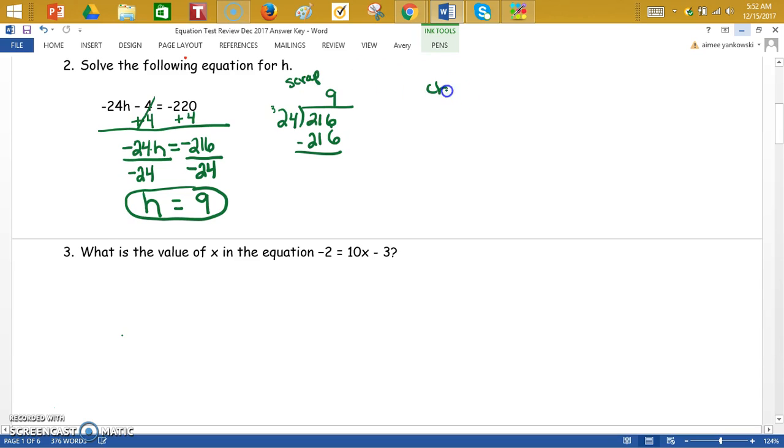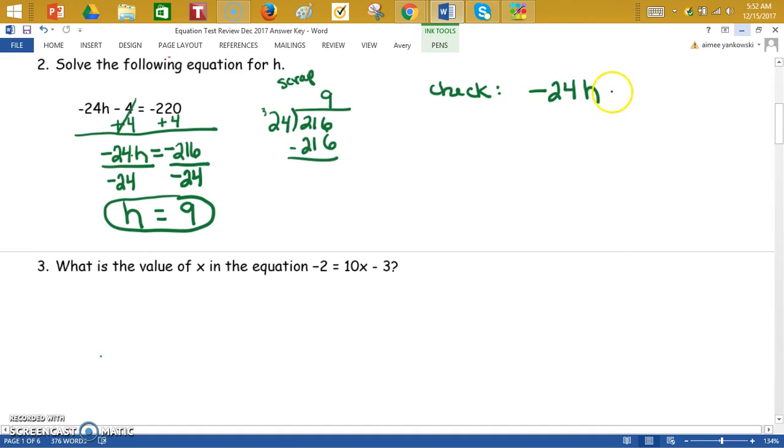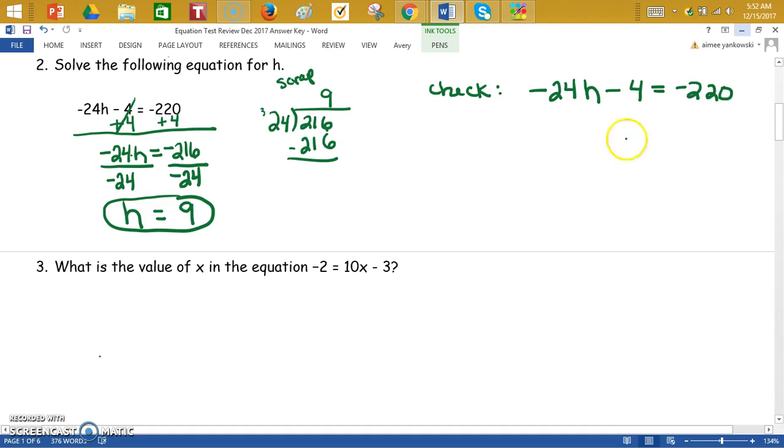So this is my scrap work. Now for me, I always show a check. I think checks are powerful. I think checks are important, because if my check works, then I know for a fact that I solved my equation correctly when I got h is 9. Okay, so I'm going to substitute a 9 in place of h. So this says negative 24 times 9 minus 4, and I'm hoping that's a negative 220.